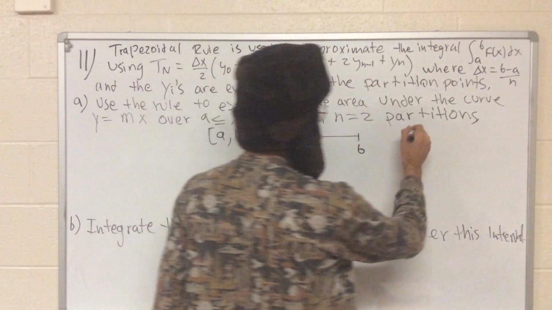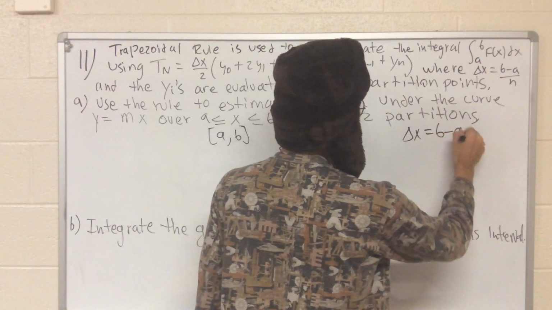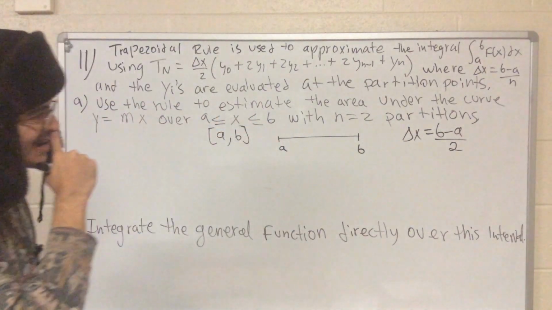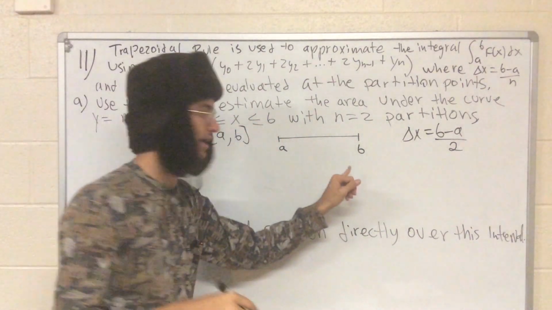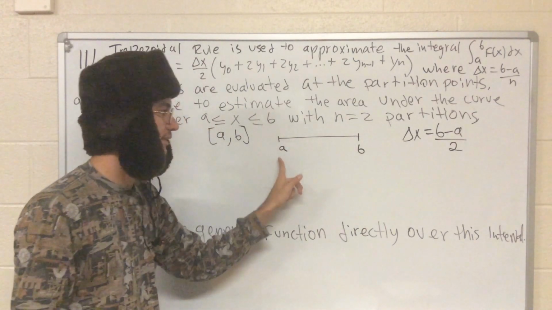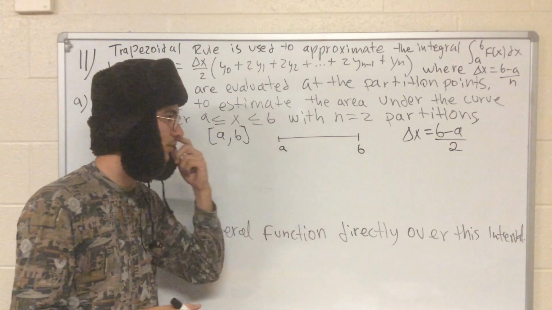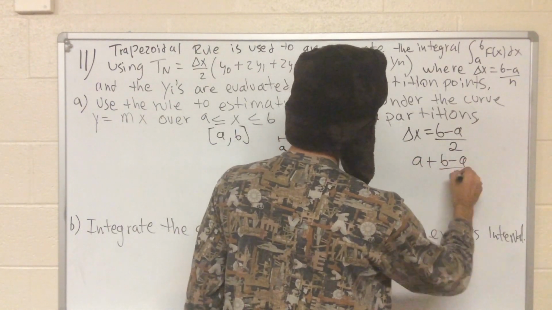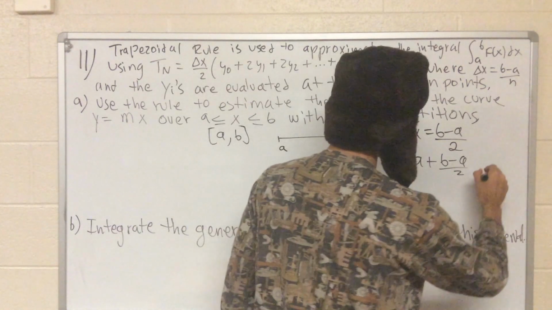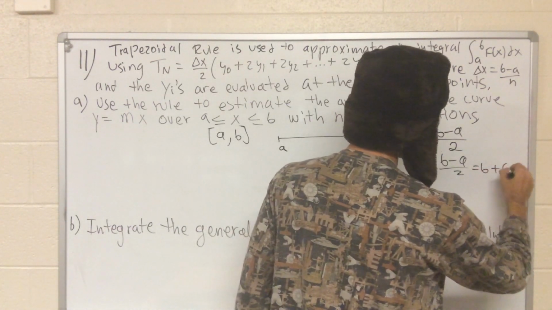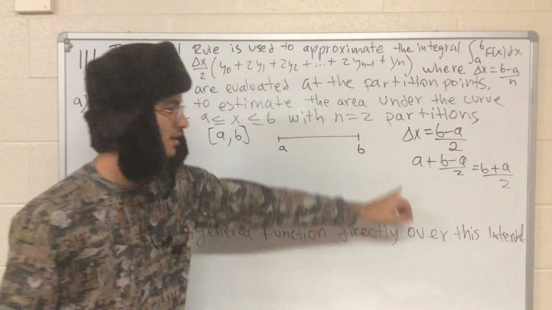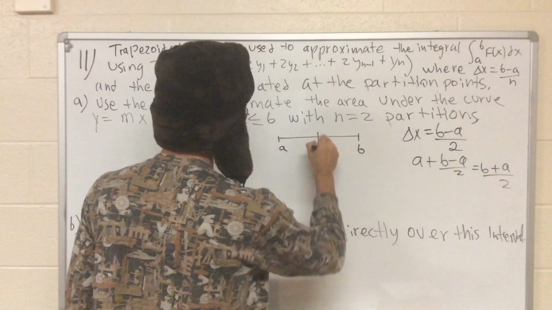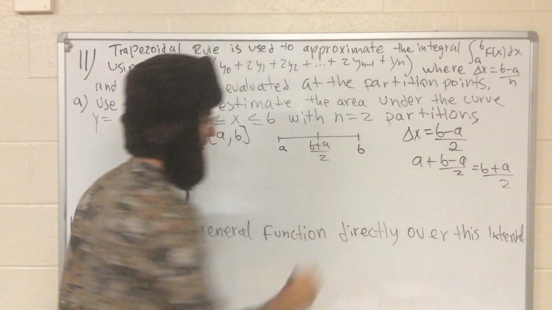Well, we have to find what's delta x. Delta x is b minus a over n, and in this case n is 2, right? So b minus a over n is in fact delta x. So we add delta x to a to find our next point. So a plus b minus a over 2 will just be b plus a over 2, because 1 minus 1/2 is 1/2. So b plus a over 2 will be our second point.